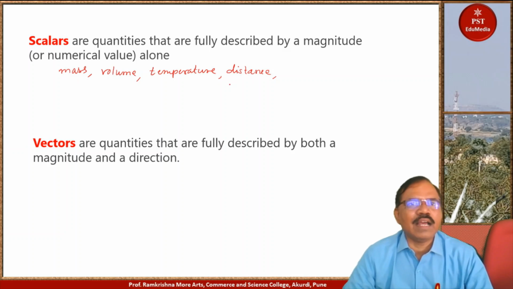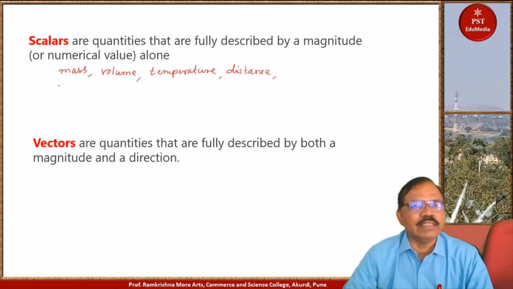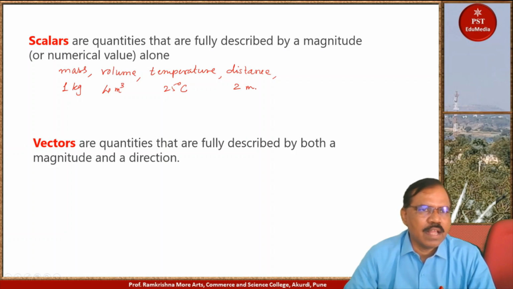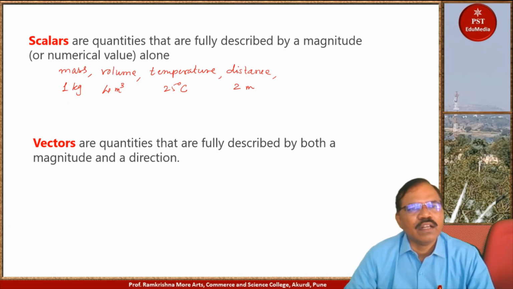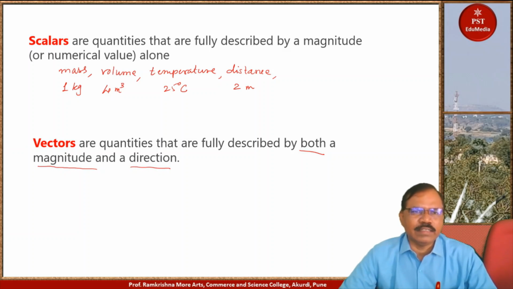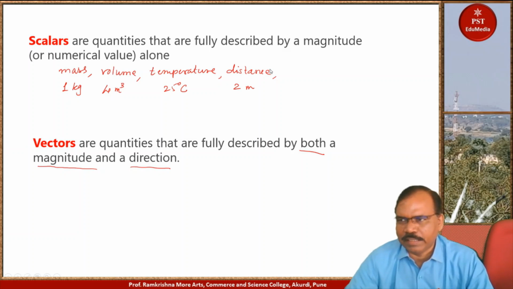And these quantities are described by their magnitude or numerical value only. Like mass is 1 kg, volume is 4 meter cube, temperature is 25 degrees Celsius, distance is 2 meter, like this. And vectors are quantities that are fully described by both magnitude and direction. Those quantities are called vector quantities.